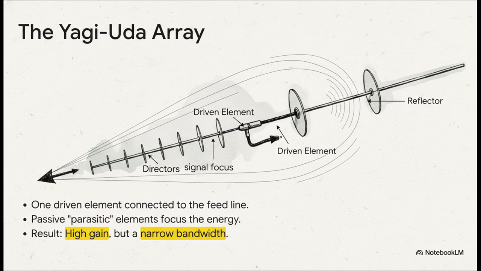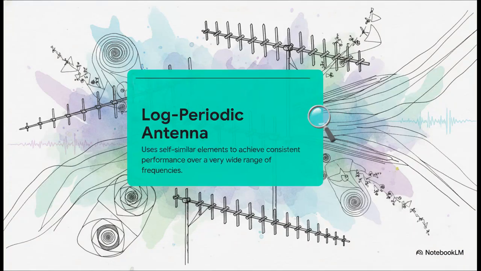hooked up to the cable. All the others are called parasitic. They aren't electrically connected at all. They just sit there and passively shape and focus the radio waves, kind of like lenses for RF. The result? A very directional, high-gain antenna. And the trade-off? You guessed it, a super narrow bandwidth. It's a total specialist.